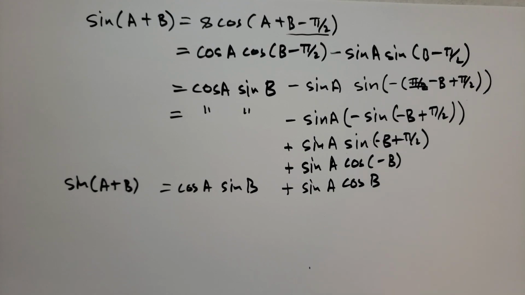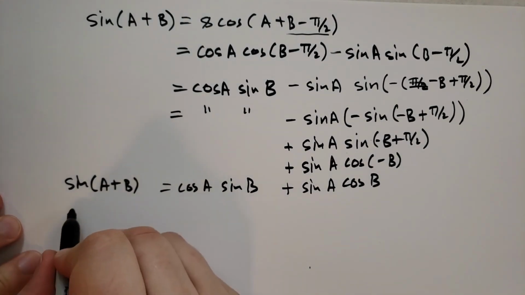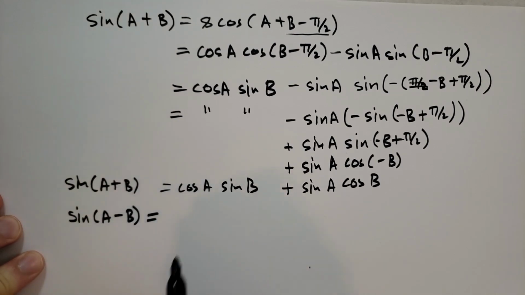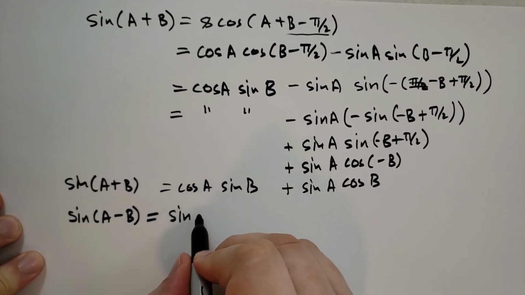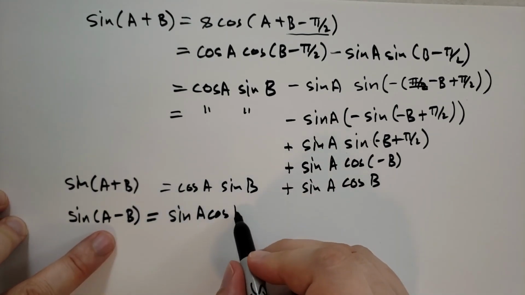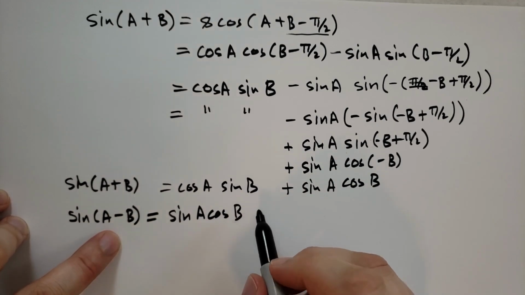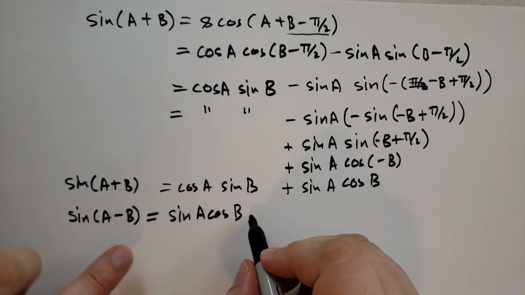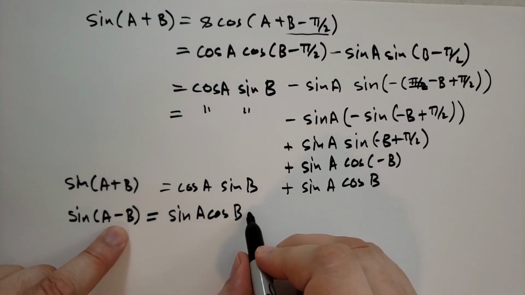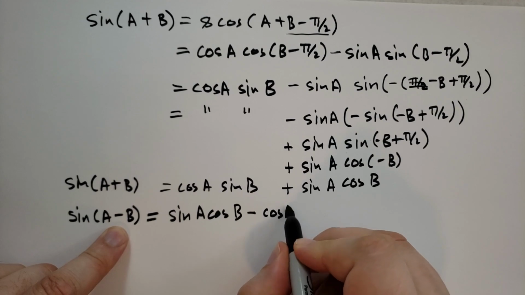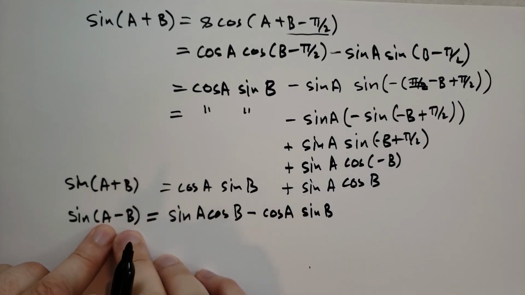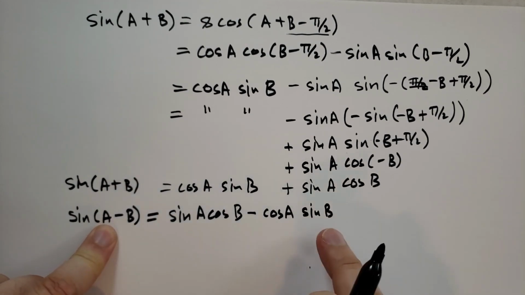Okay. Now there's a corollary that if we have the difference of two angles, a minus b, that's going to be sine of a cosine of minus b, which is just cosine of b. And then we're going to add cosine of a sine of minus b. So sine of minus b is going to be negative, so we're going to subtract cosine of a sine of b, because sine of minus b is the same as minus sine of b.